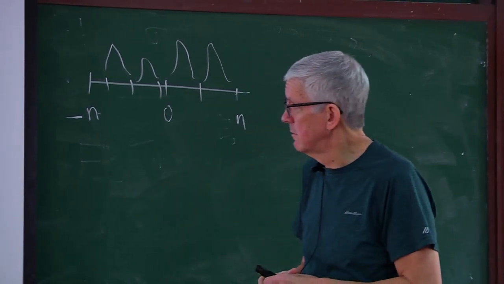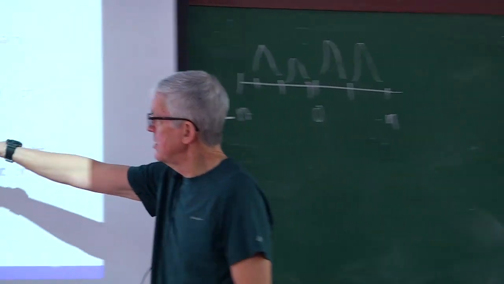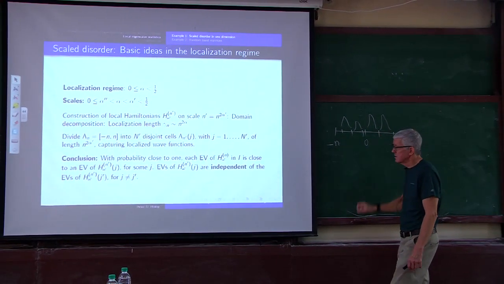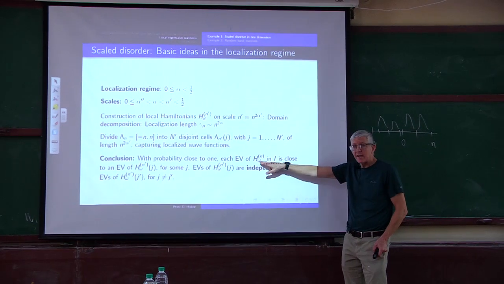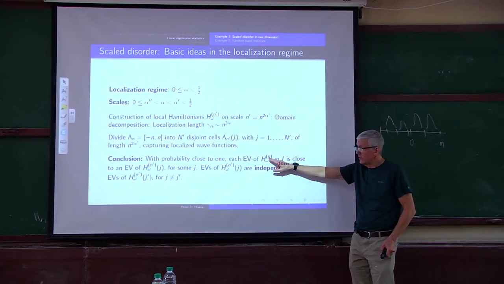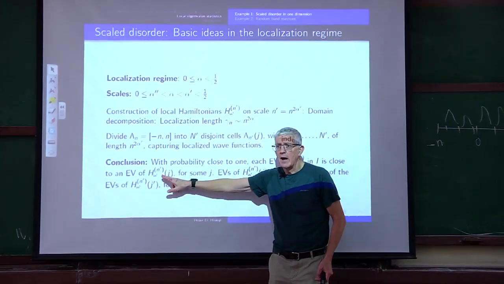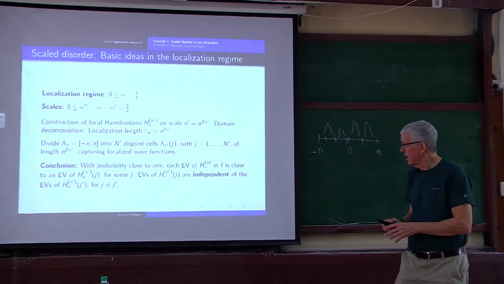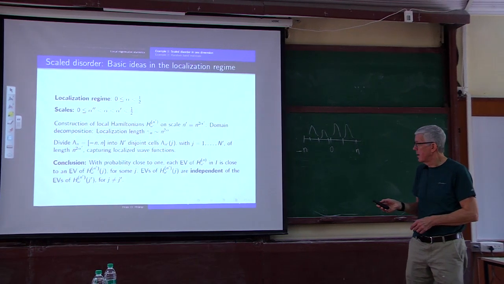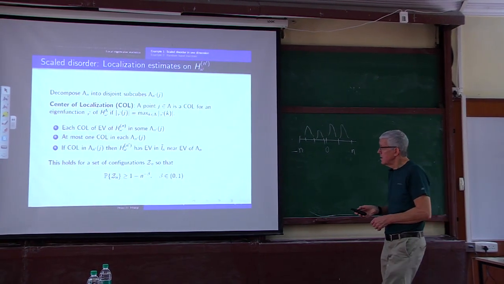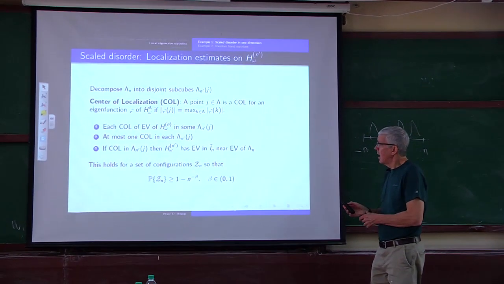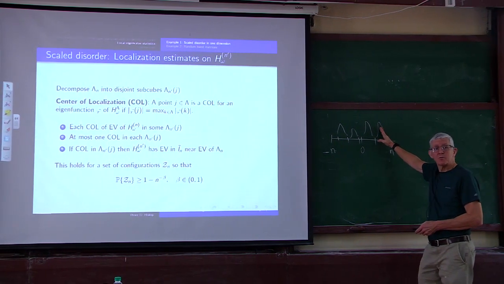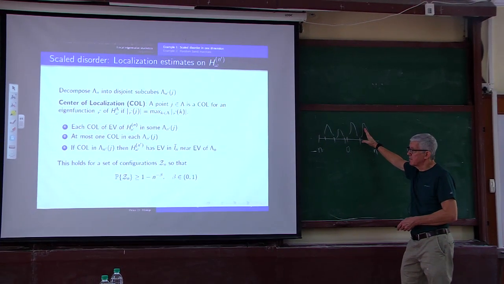So again, you're in a localized regime on the smaller scale. So these lambda n prime are the smaller boxes, which still contain a number of eigenfunctions. And then with a good probability, the eigenvalue in an energy interval at scale n should be close to an eigenvalue on the smaller scale. And the smaller scale Hamiltonians are independent, so basically the eigenvalues behave more or less like independent random variables. Okay, so just to give you a technical idea, what you introduce is a notion of a center of localization for an eigenfunction. It's basically the point where the eigenfunction obtains in absolute value its maximum.